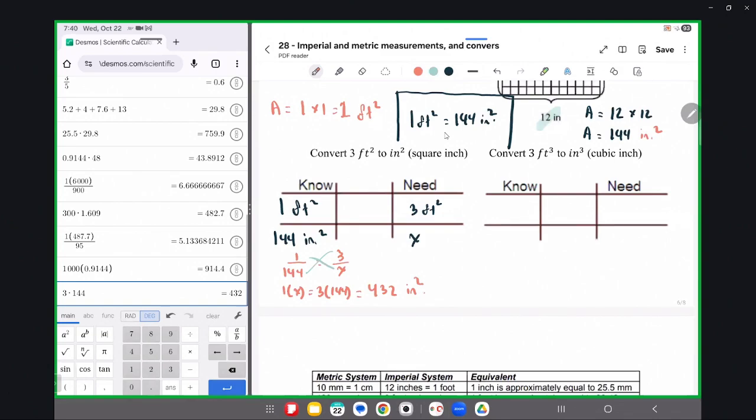If you're typing this out, it's perfectly okay, just because I'm actually very used to writing it this way. It's okay to write this as 3, and then you can write square as SQ and then feet, or you can use the little 2.